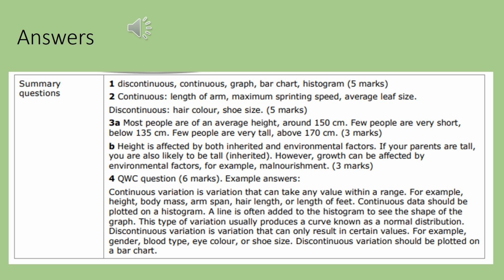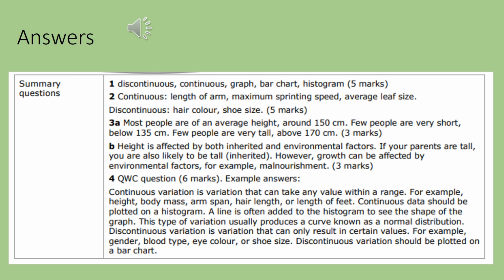Being able to identify that continuous variation can take a value within a range would give you 1 mark. Being able to say that continuous data should be plotted on a histogram would give you 1 mark. Being able to identify that variation produces a curve known as a normal distribution would give you 1 mark. It doesn't matter if you haven't used the word normal distribution, as long as you've mentioned about the curve.